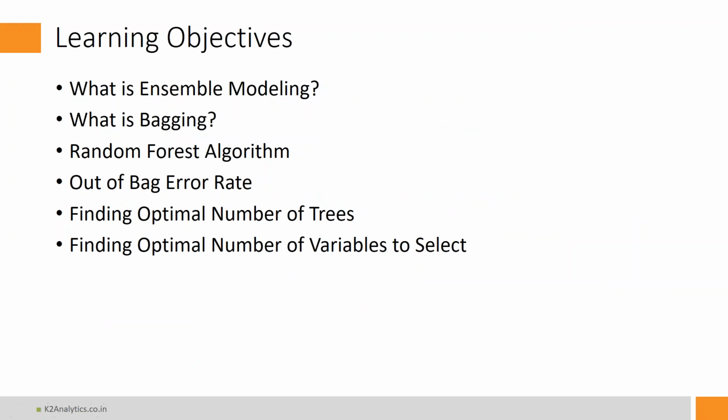So the learning objectives of our today's Random Forest session are to understand the concept of ensemble modeling, understand the concept of bagging, then we will see what is the Random Forest algorithm, out of bag error rate, how we find the optimal number of trees to be created in the random forest, and how to find the optimal number of variables to be selected for the random forest tree. These are the learning objectives.